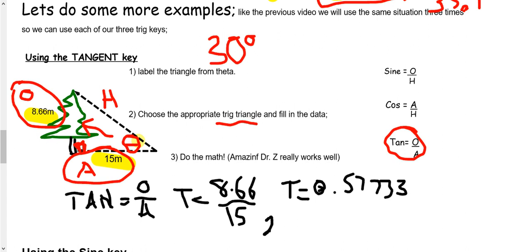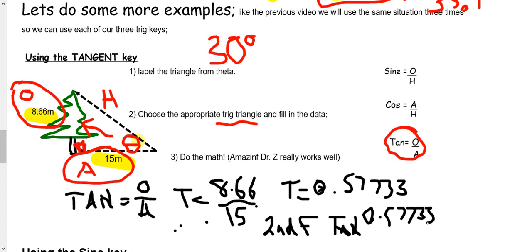So what do I do in my calculator? Well, I'm going to go second function tan, or inverse, whatever it is you have for a calculator, and I'm going to put in that decimal, 0.57733, and guess what it's going to give me? Can you guess? 30 degrees. Well, 29.99, so I think that works out to 30 degrees. That's our tangent ratio. The only thing we did different was we used a second function.